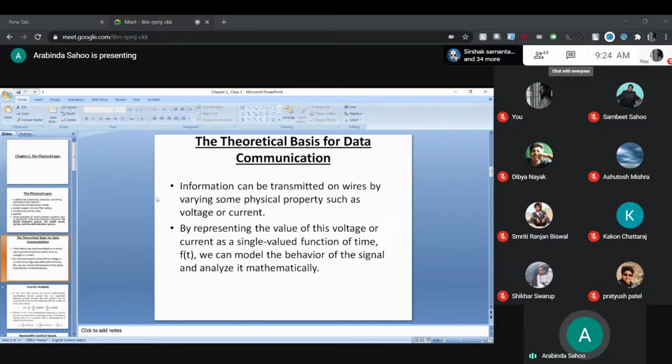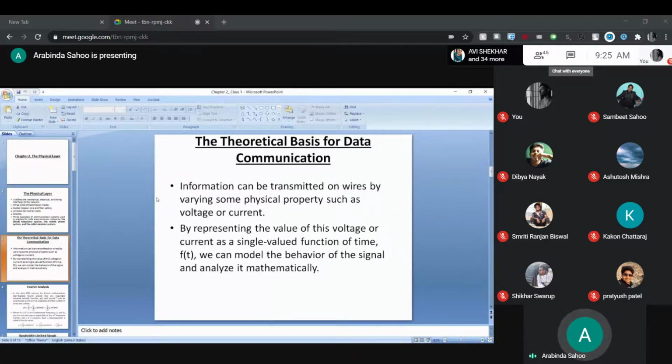If you consider a domestic electrical signal, f of t is normally 240 sine 2 pi ft, where f is equal to 50 hertz. So we can model the behavior of the signal and analyze it mathematically. Once you represent any signal as a function of time, or once you model the signal as a function of time, you can analyze it.